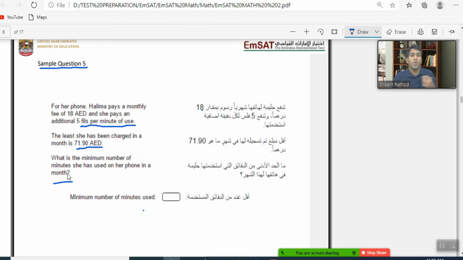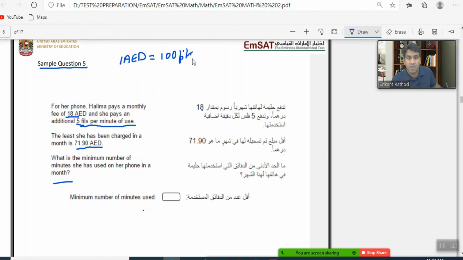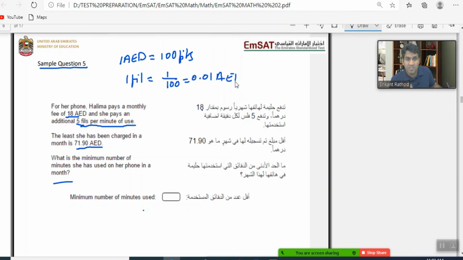So we have to calculate how many minutes she spoke, right? You can observe carefully here, the amounts are given both in dirhams and in fills. So either you have to convert the entire amount in terms of dirhams or you have to convert the entire amount in terms of fills. You can't use them as they are. So we know that 1 AED, 1 dirham, is equal to 100 fills, or I can say 1 fill is equal to 1 divided by 100, that is 0.01 dirhams. That is how we convert.